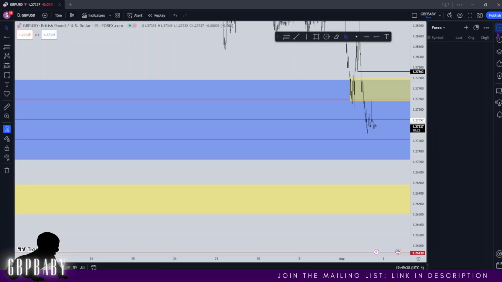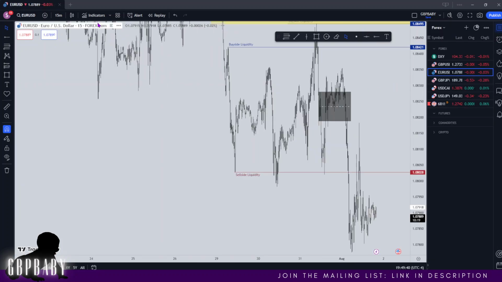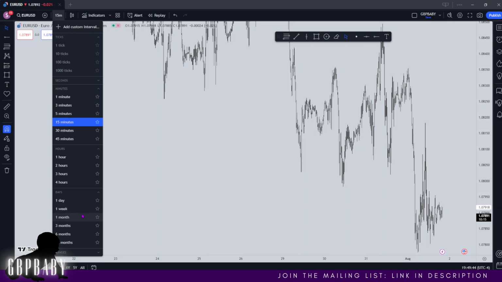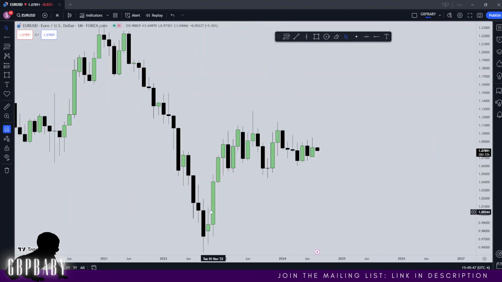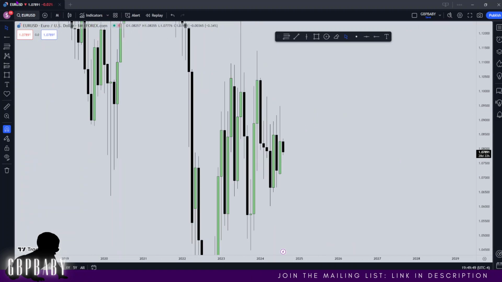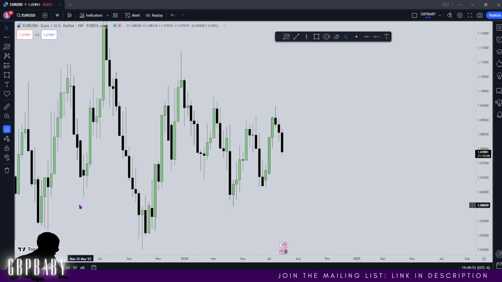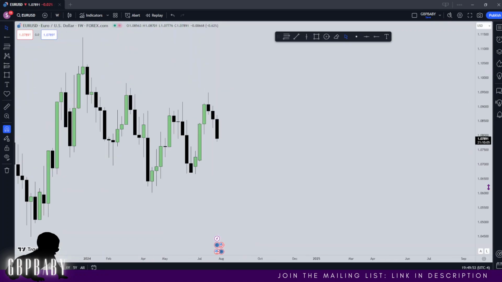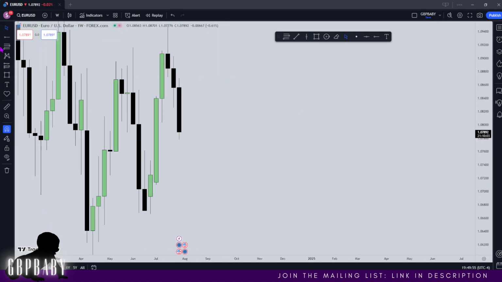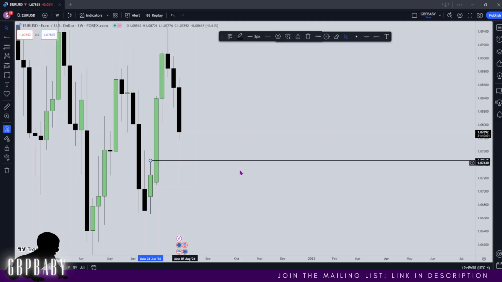Now let's finish up on Euro USD. I hope this is all making sense. I am going to clear everything here as well. We'll start on the monthly. Again, not really much to go off here, so let's go on the weekly. And then you can see that we're trading in a fair value gap currently on the weekly. So I'll be looking for us to fill this fair value gap if we are to trade lower.